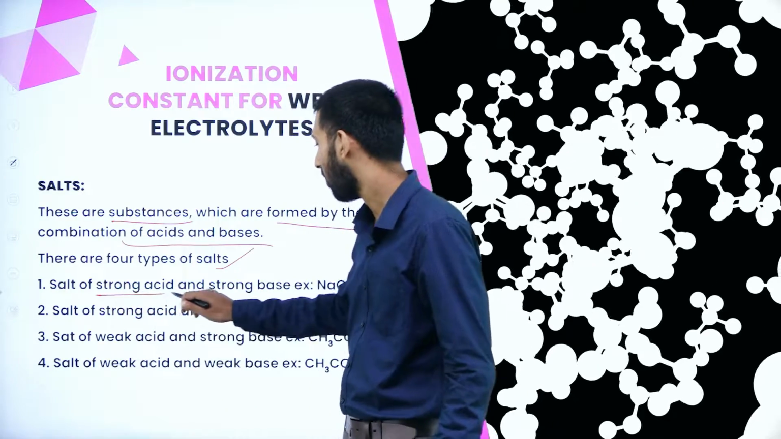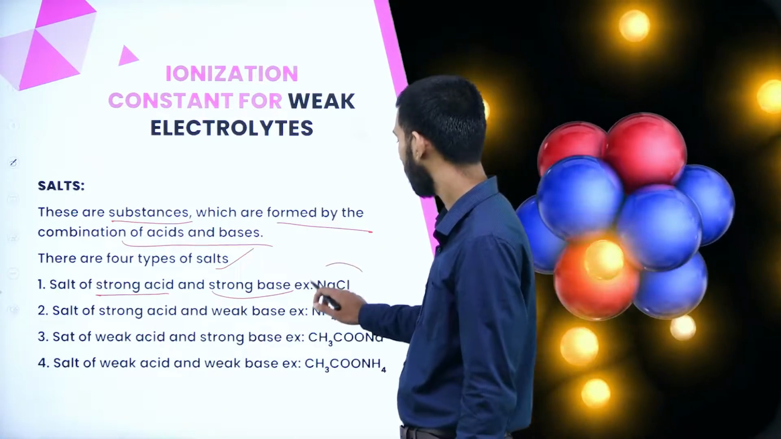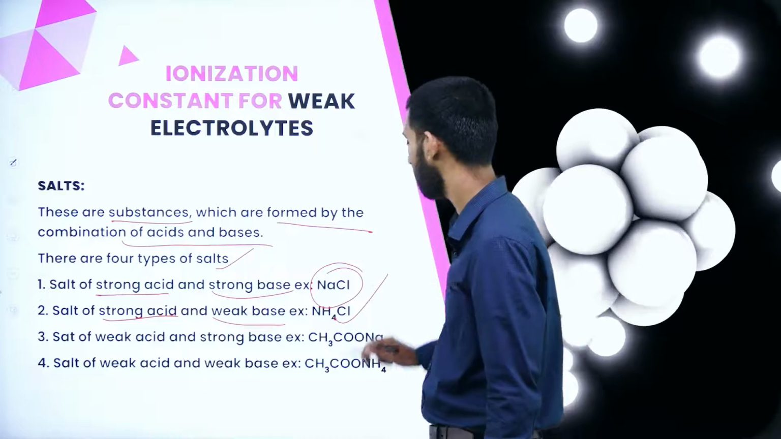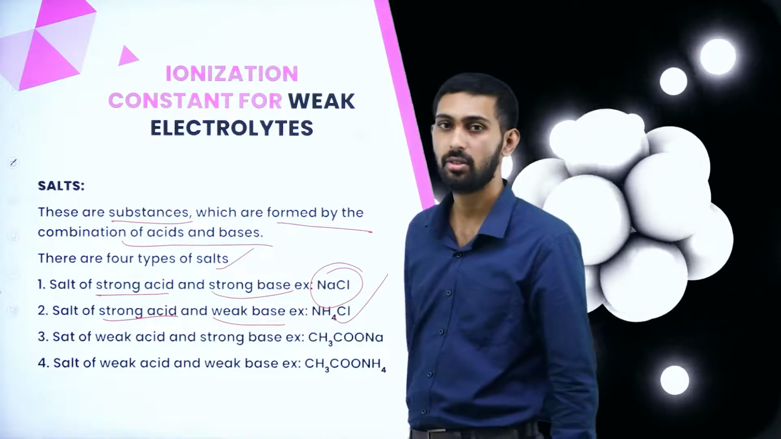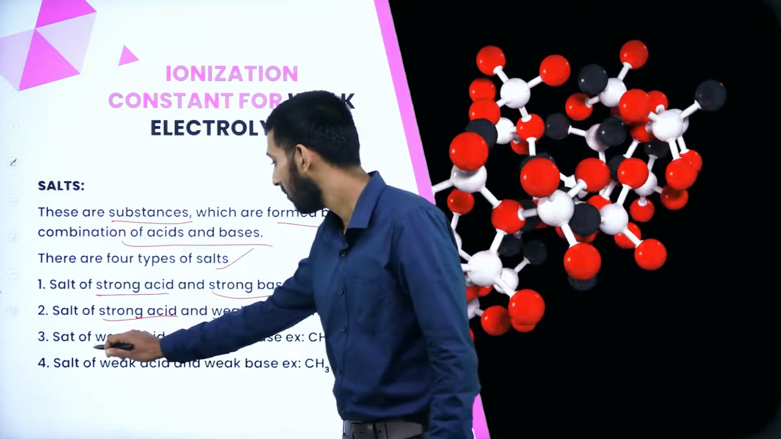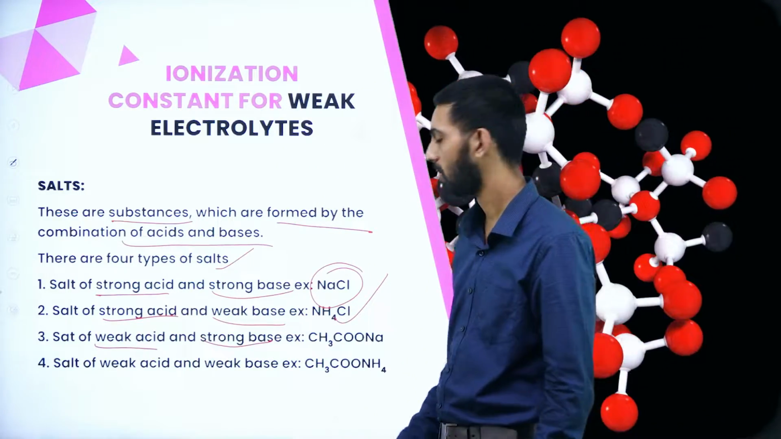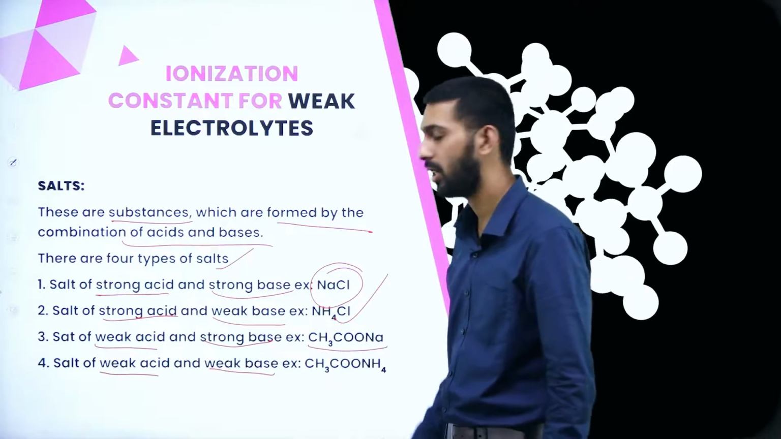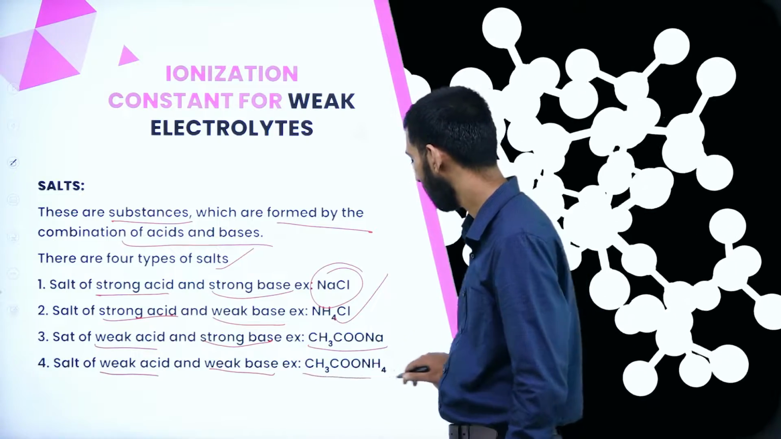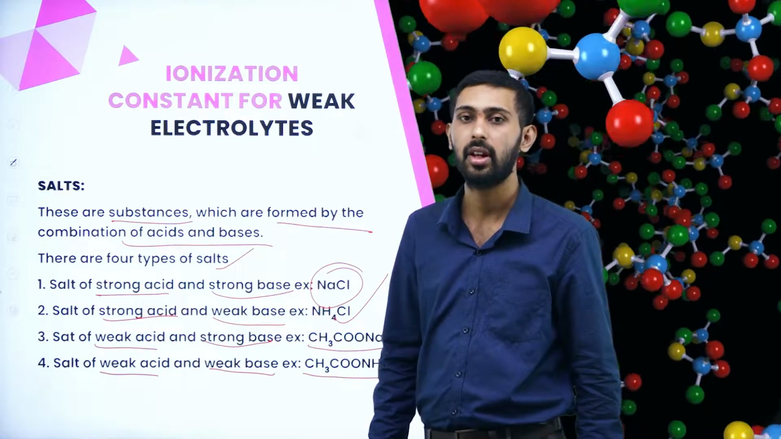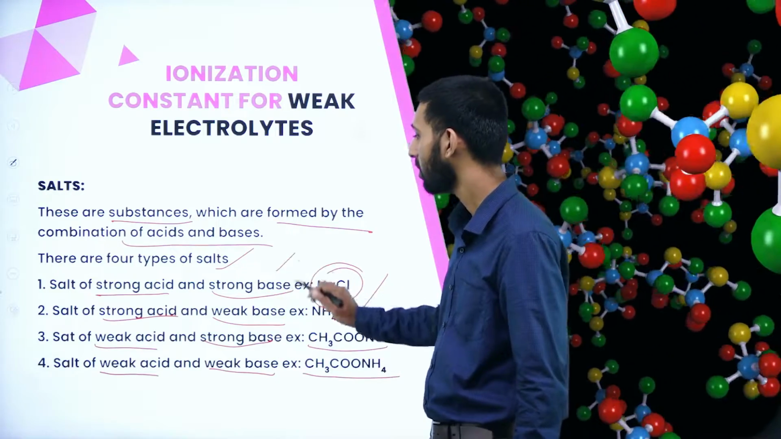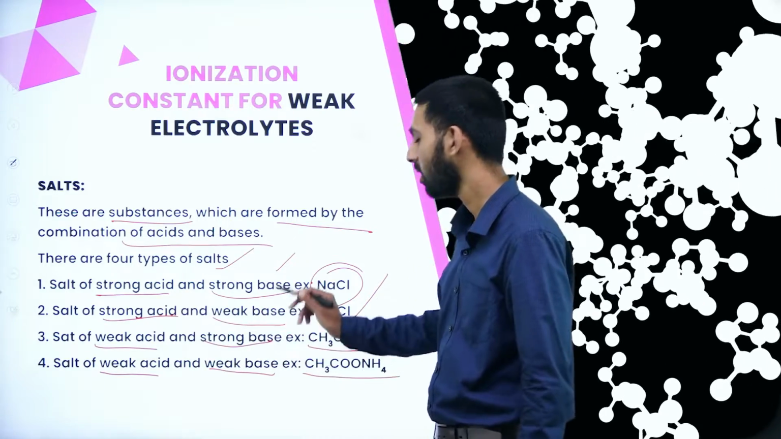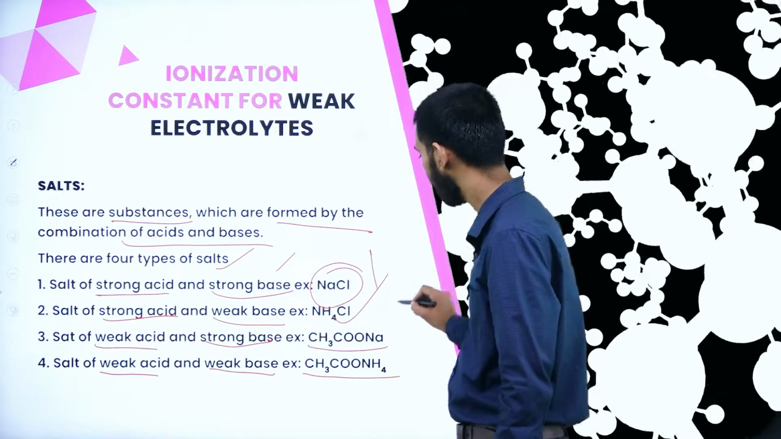Okay, there are different types of salts. First is strong acid and strong base, that is sodium chloride. Next, strong acid and weak base, that is ammonium chloride. Next is weak acid and strong base, which means sodium acetate. Next is weak acid and weak base, that is known as ammonium acetate. These are the examples for strong acid and strong base, strong acid and weak base, weak acid and strong base, weak acid and weak base.